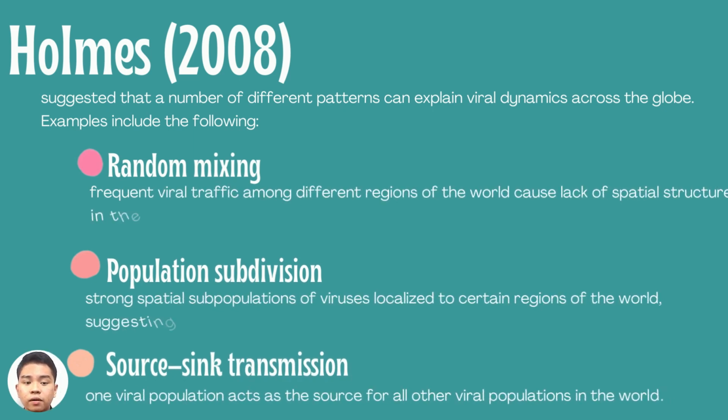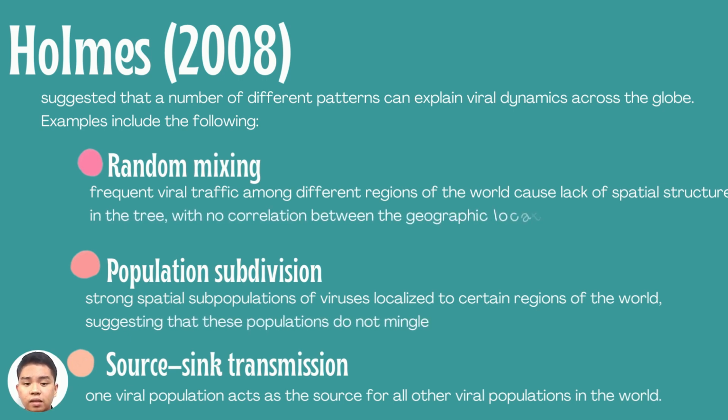Holmes suggested that a number of different patterns can explain viral dynamics across the globe, and these are the examples. Number one, random mixing, or the frequent viral traffic among different regions of the world, causes lack of spatial structure in the tree, with no correlation between the geographic location of a sample and its location in the phylogeny. The second one is the population division, in which strong spatial subpopulations of viruses localize to certain regions of the world, suggesting that these populations do not mingle. And the third one is source-sink transmission, where one viral population acts as the source for all other viral populations in the world.